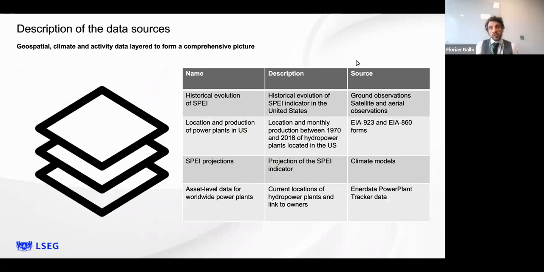That means historical climate observation and reanalysis, so that's merging ground observation with satellite observation. We are using future climate projection, so modeled climate projection, again spatialized. Asset-level data, that's the location and the production of each of the plants in the US and worldwide, and we're again trying to merge all of that to predict an impact on hydropower production over the world.